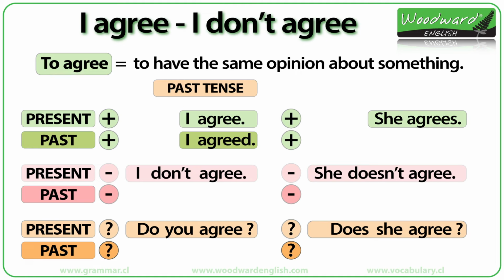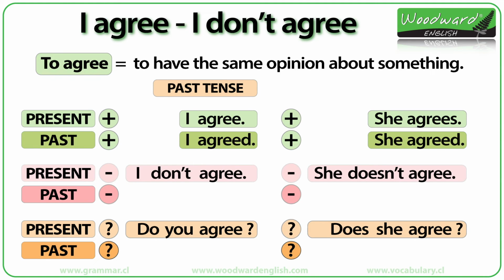For the third person, we also use the same form of the verb in the past tense. For affirmative sentences, if the present tense is she agrees, the past tense is she agreed.